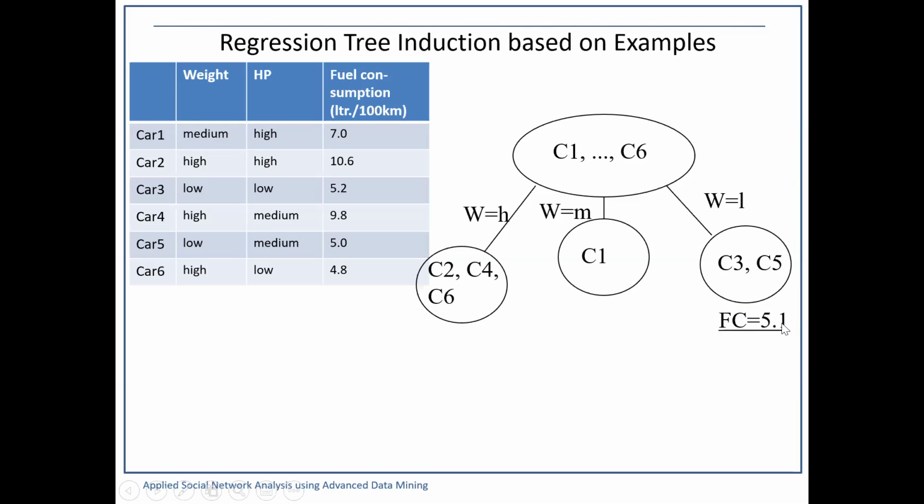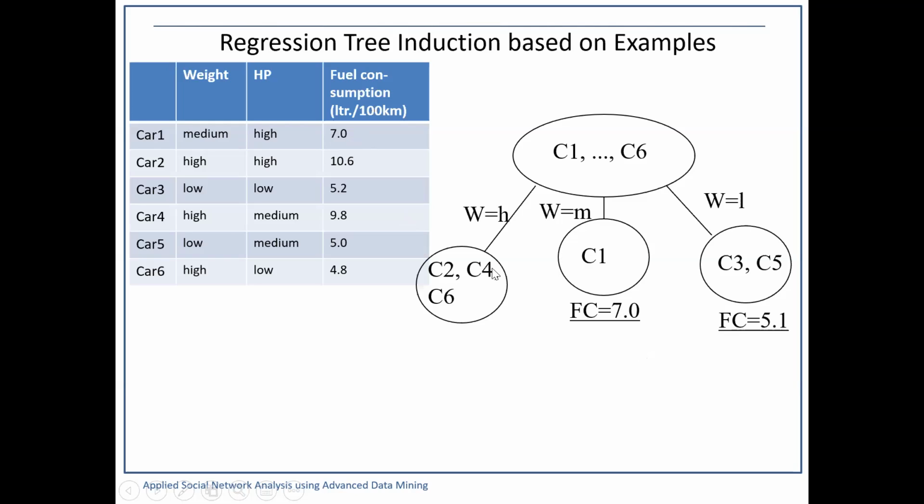Same here, of course, since we have just one case, variance is 0, and the prediction would be 7, because that's exactly the fuel consumption car number 1 has. Again, it's a toy example, with few cases, but I think you got the idea.